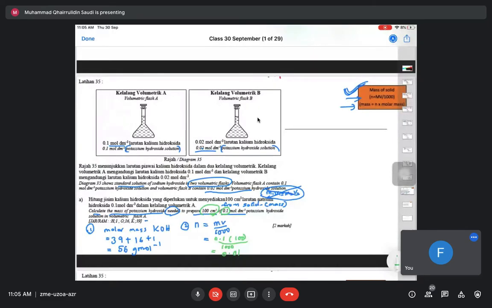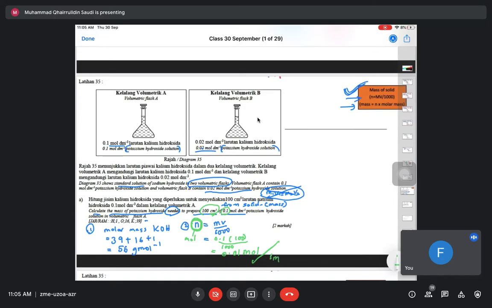0.01 what? Gram. Kita dah dapat jawapan ke? Ini formula number of mole untuk apa ni? Mole. Yes, mole. So our unit is mole. Tengok apa yang kita cari. Okay, so 0.01 mole. Until here you will get 1 mark.